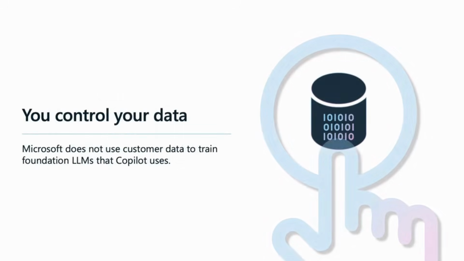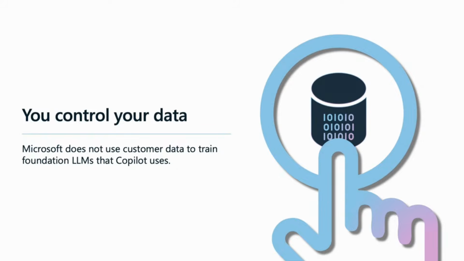And again, we want to just emphasize that you control your data. In line with our privacy principles, Microsoft commits to not use customer data to train the large language model and other foundational models. Now that we've seen how Copilot protects your data, let's dive into the Copilot orchestration flow.